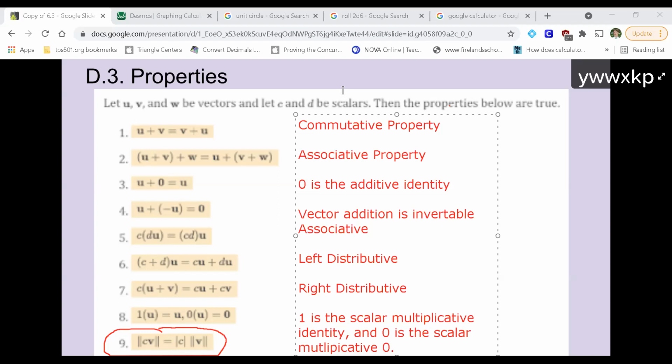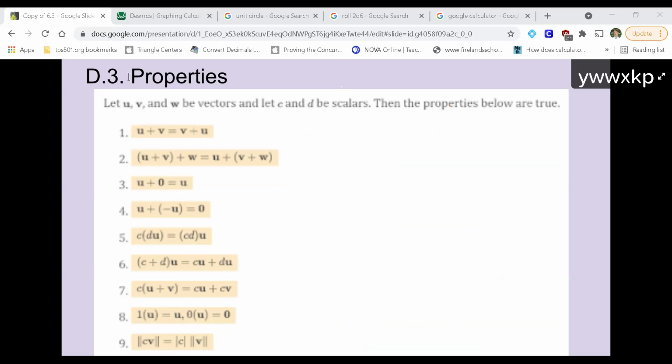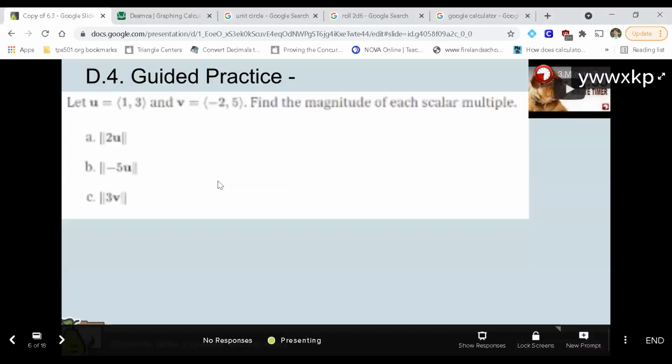Okay. All right, let me show you this last one. The last one is the one that really matters. So for example, let's say you have a vector u = 1, 3 and a vector v = -2, 5. Find the magnitude of each: 2 times u, -5 times u, and 3 times v.